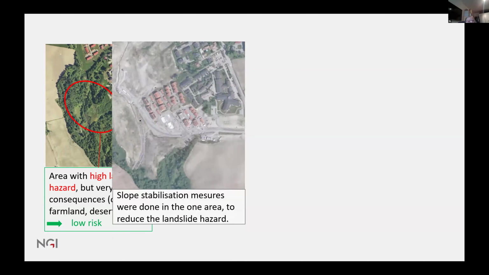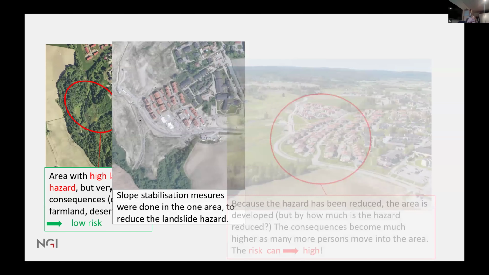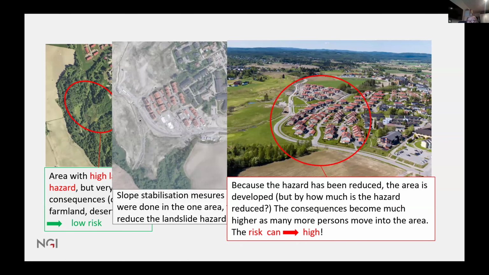Now, the world being as it is, developers say, well, we have all this land, maybe we can build some houses and make some money. So stabilization measures were done in the area shown in gray, to reduce the susceptibility to the hazard of landslide. And lo and behold, many more houses were built than what was planned.